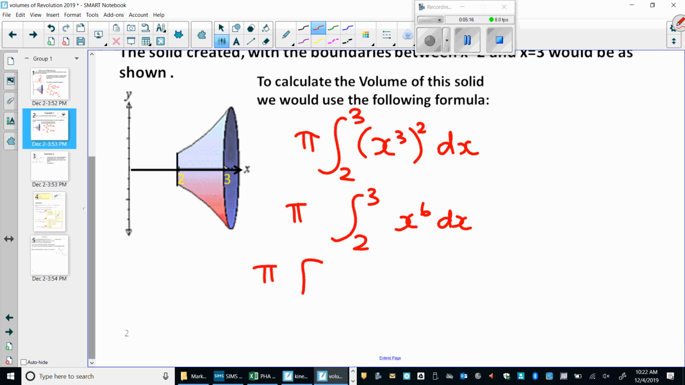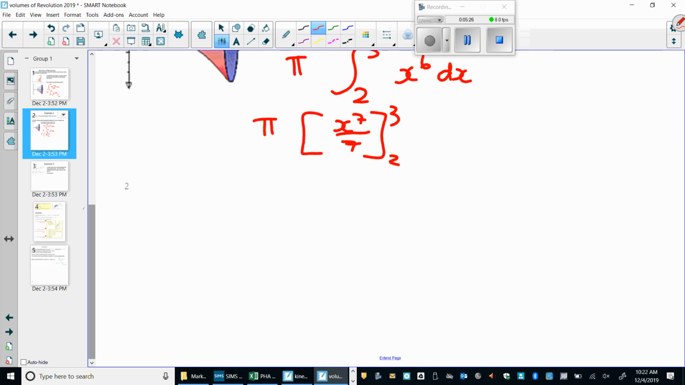So my pi stays here, open my square bracket. So integrate that becomes x to the 7 over 7, yeah? 3, 2. 3 to the 7 over 7, take away 2 to the 7 over 7. Or let's not do that in our heads, that's way too hard. I agree. So let's just chuck that bad boy in the calc.